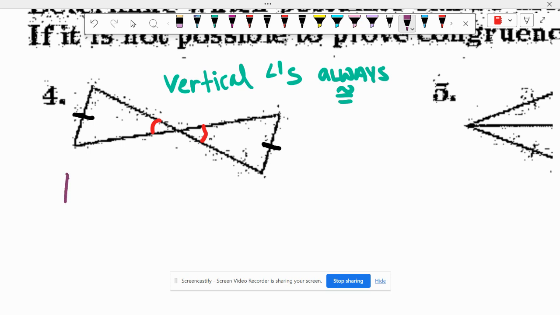No, not possible. You don't have enough information. Okay, so this one is not possible.